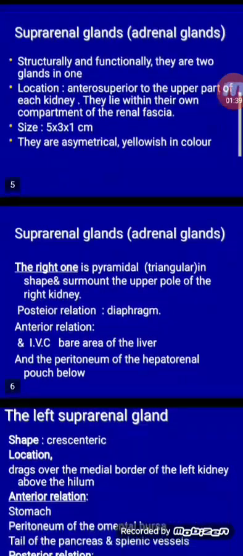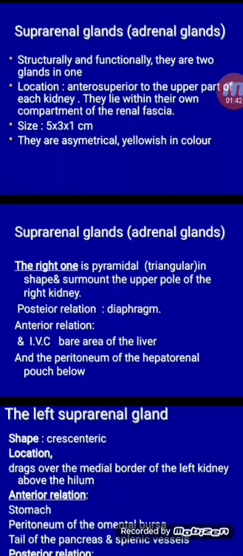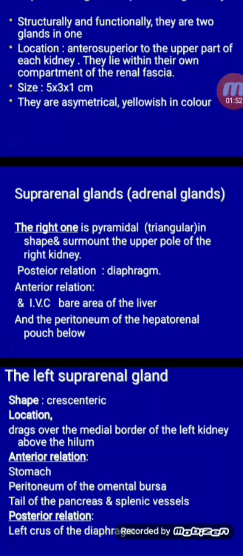The right one is pyramidal or triangular in shape, surmounting the upper pole of the right kidney. That is to say, above the upper pole of the right kidney. The posterior relation is the diaphragm, located posteriorly. The anterior relation, in front of the adrenal gland, is the inferior vena cava, the bare area of the liver, and the peritoneum of the hepatorenal pouch below.